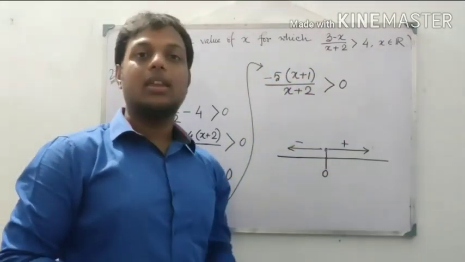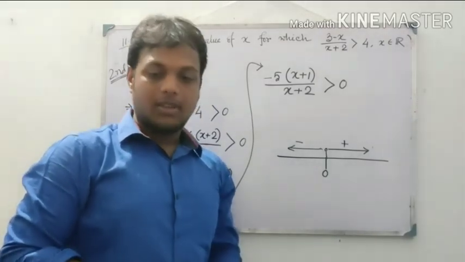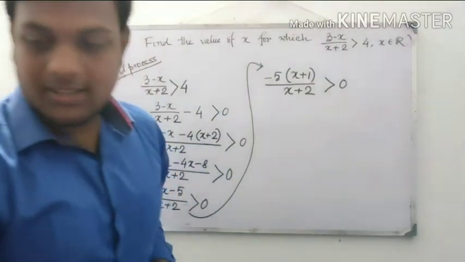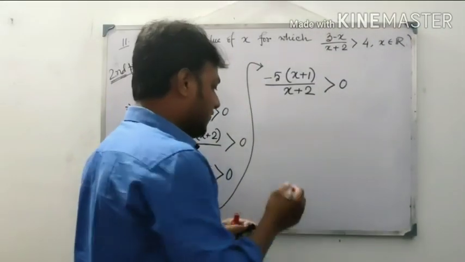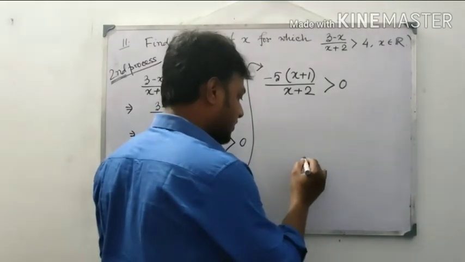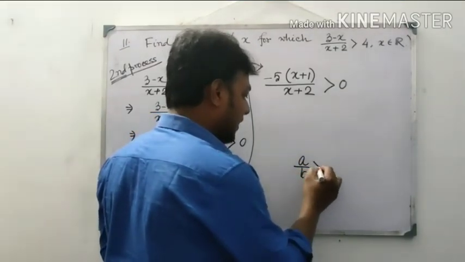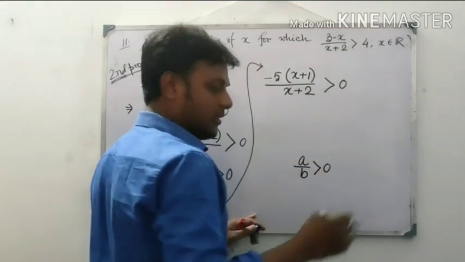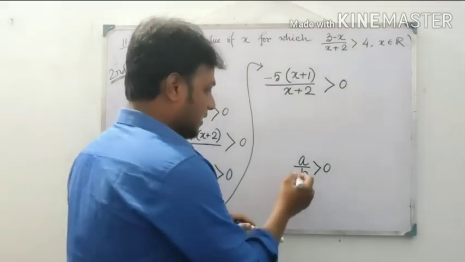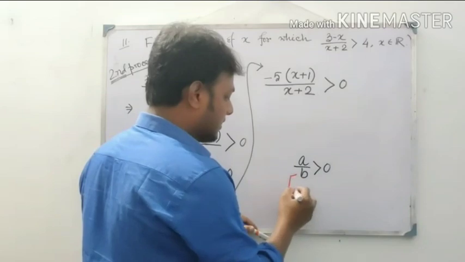Okay, so ultimately greater than 0 means this fraction value should be positive. Okay, now one important deduction. When does a fraction a by b become greater than 0? How many chances are there? So many chances are there. What? We'll discuss the sign.